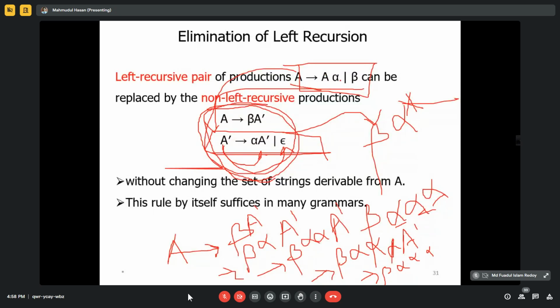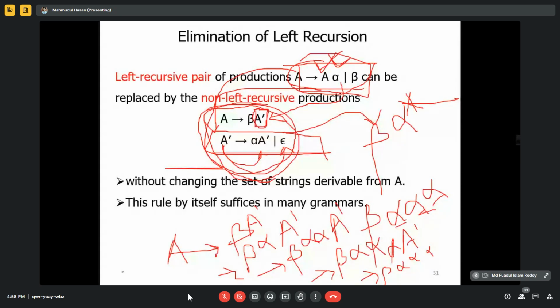Yes, sir. But why are we writing beta A like A dash? What is the importance of it? A dash, you try to solve this problem. If you try to solve any problem, you need to perform some operation to solve it. So to solve this problem we take a new non-terminal, that is A dash, so that we can solve the problem of left recursion. We take the help of a new non-terminal, that is A dash.